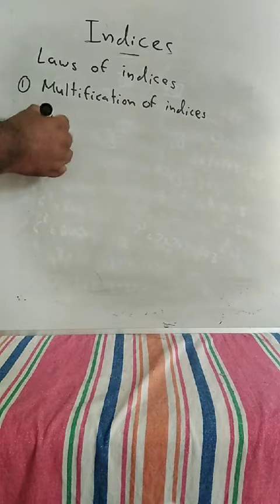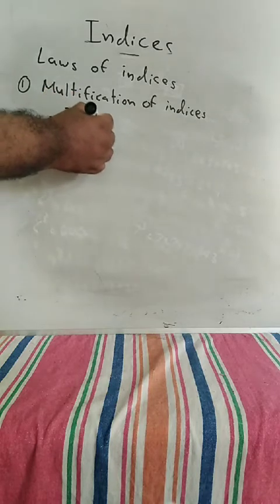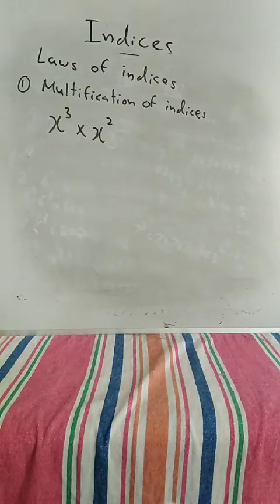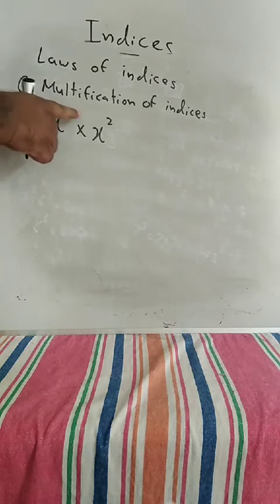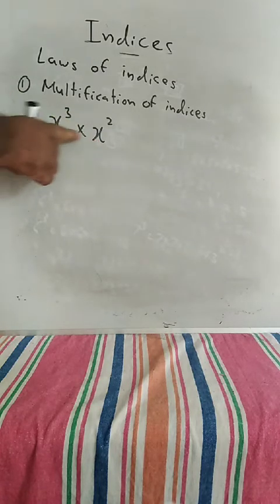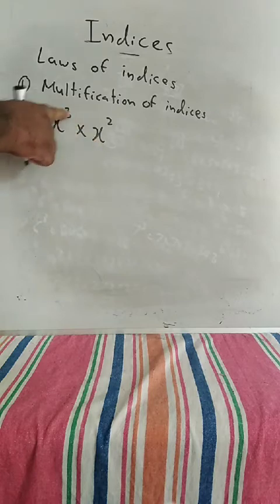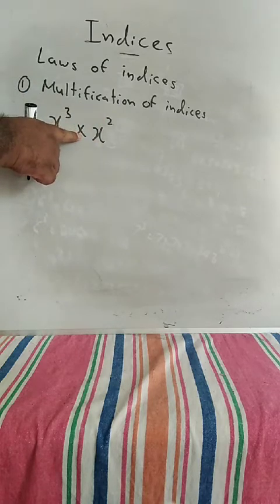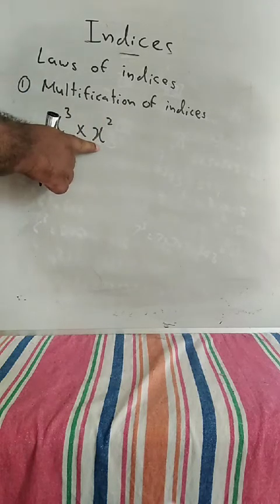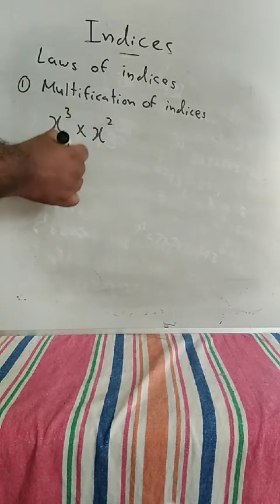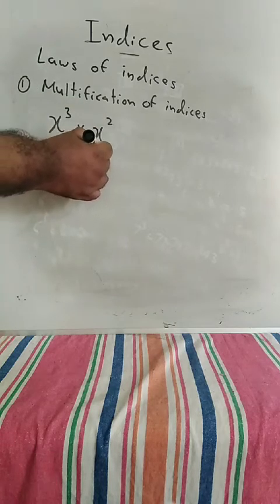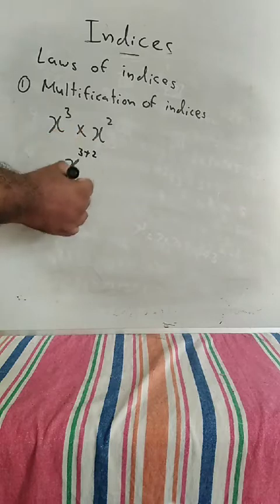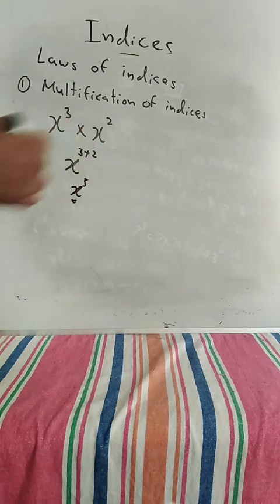It means x to the power 3 multiplied by x to the power 2. Now can you see here the base is x. The base is equal, no? The middle one is multiplication. When bases are equal, you can add these indices. 3 plus 2, 5. x to the power 5.